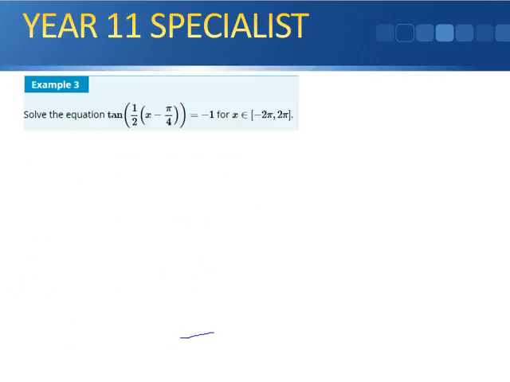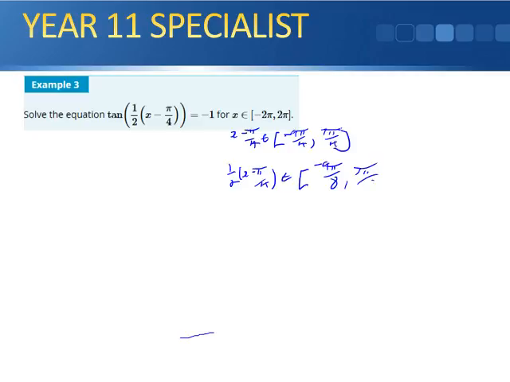Example 3, solve this one here. Okay, well first of all I'm going to change these x, so x minus pi on 4 will be negative 2 pi minus pi on 4, which will give me negative 9 pi on 4, and 2 pi minus pi on 4 will give me 7 pi on 4. And then we want the half at the front, so the half of x minus pi on 4 is an element, so when I take out that half it's going to be negative 9 pi on 8 and 7 pi on 8. So that's what I need to go for this angle in fully.